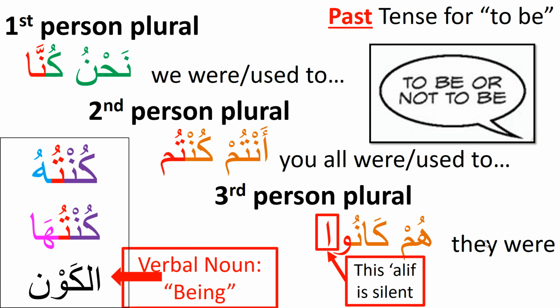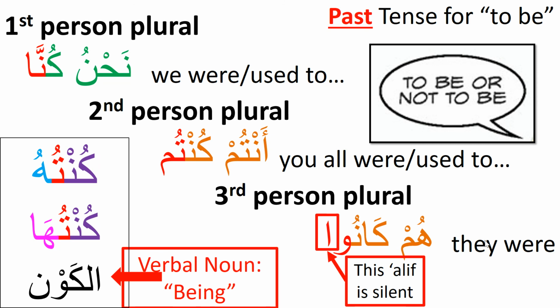And then you can say, I used to be him. Kuntuhu. We can still add our object pronoun suffixes to the end of the verb after that past tense conjugation suffix. We can add an object pronoun suffix to say that the verb is happening in relation to someone else. Kuntuha, I was her. I used to be her. Kuntuhu, I used to be him or I was him. Kuntuha, I used to be her, I was her.